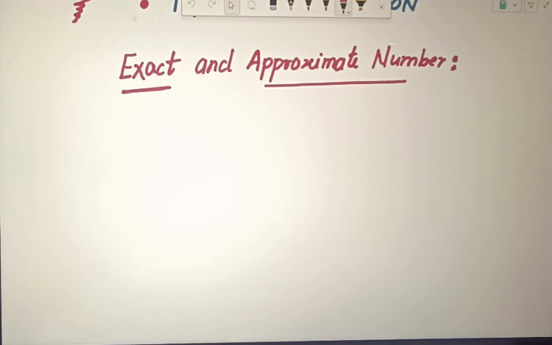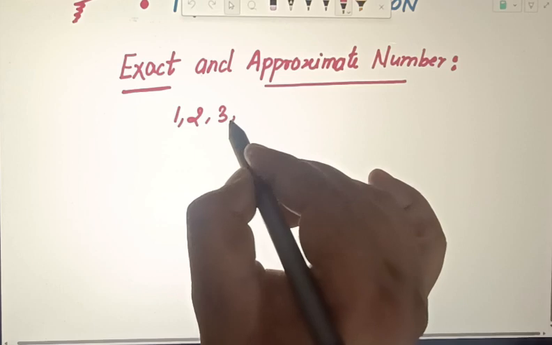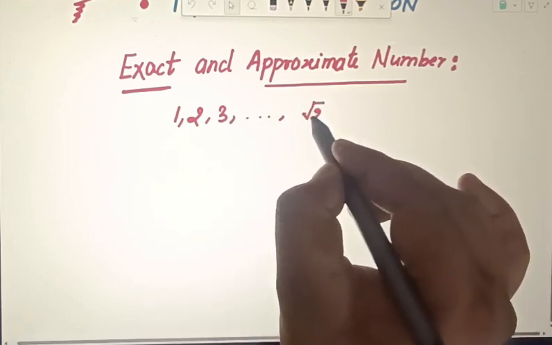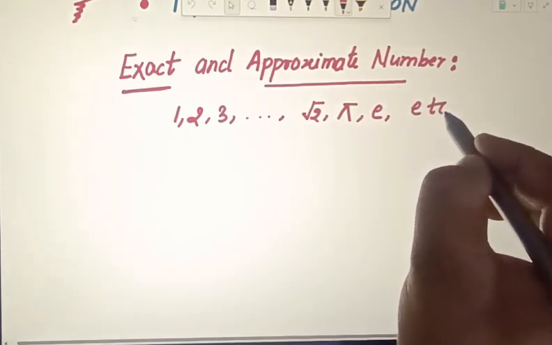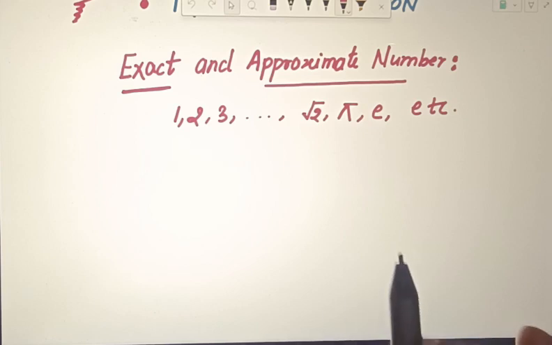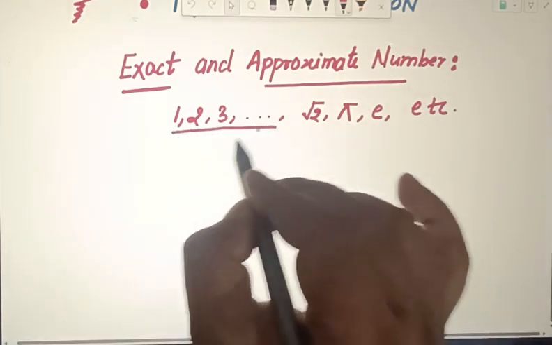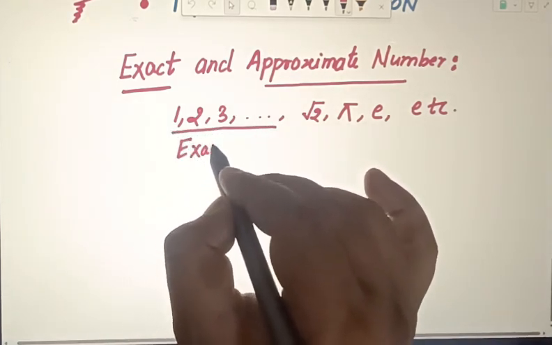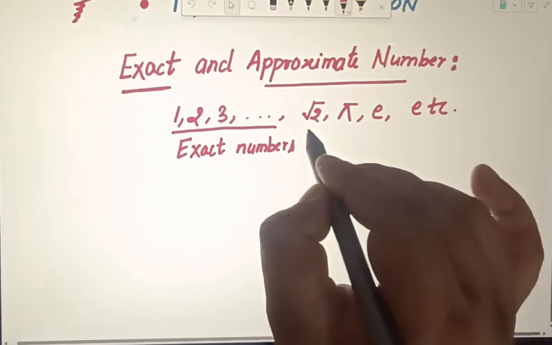For example, 1, 2, 3, and square root 2, pi, e, etc. Approximate numbers are those numbers which represent the number to a certain degree of accuracy. So if we see these numbers, these are exact numbers, and these are also exact numbers.